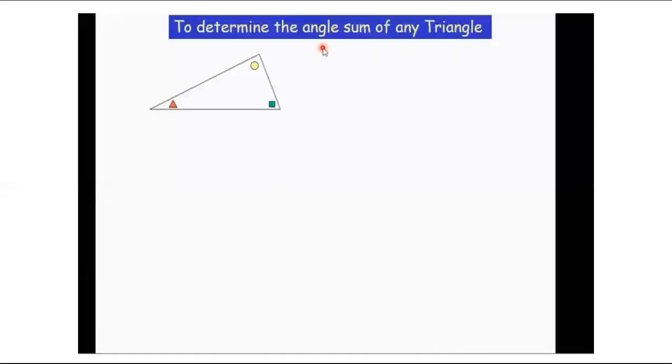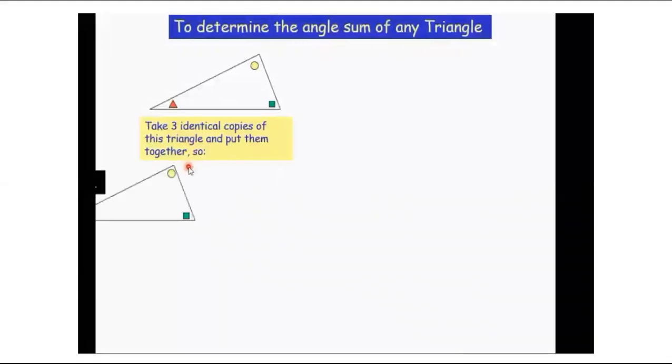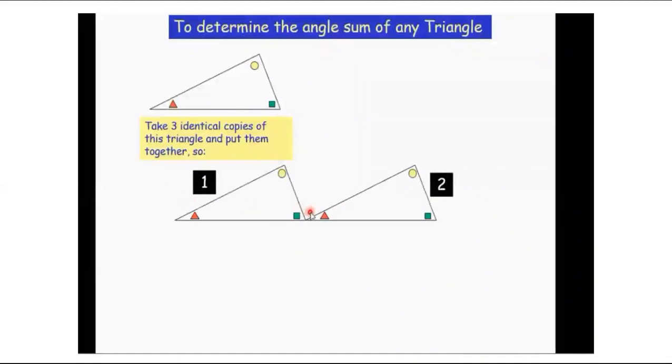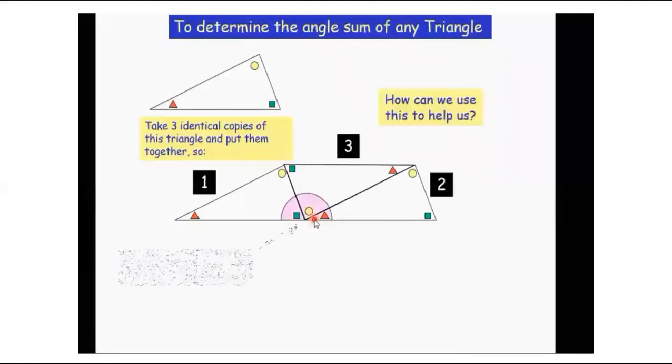Now let's see. If we want to determine the angle sum of any triangle, we have to take three identical copies of this triangle and put them together. So we see triangle number 1, triangle number 2, and triangle number 3. How can we use this to help us?